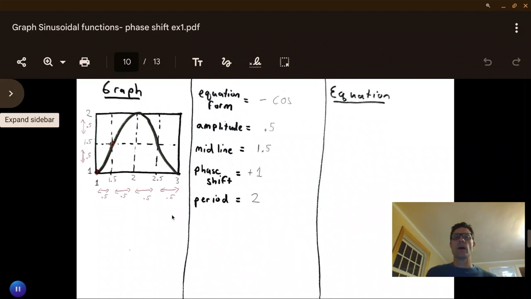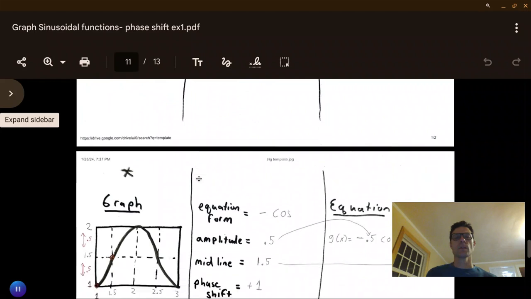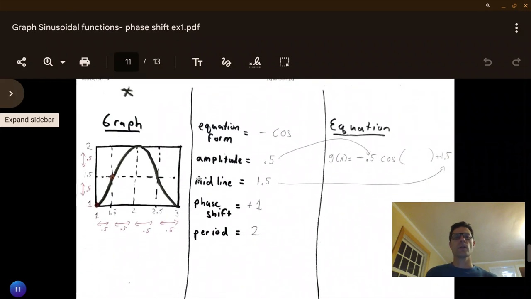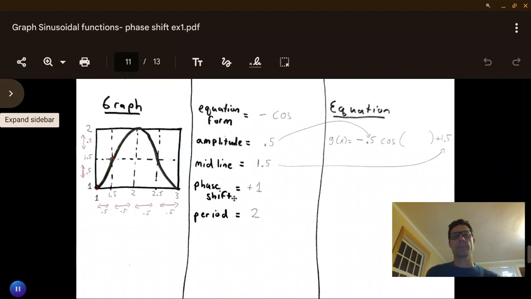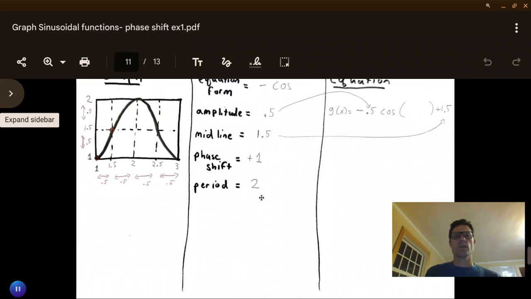Okay. So now we filled in this stuff, we can start to do our equation. And the first thing, I'm going to put in the equation form. This negative comes from the negative here, and cosine. I'm going to put in the amplitude, which just goes on the outside, and then the midline, the plus 1.5. Most people are pretty good with that stuff. The harder thing is getting the insides right. Okay, so we're going to go through that.